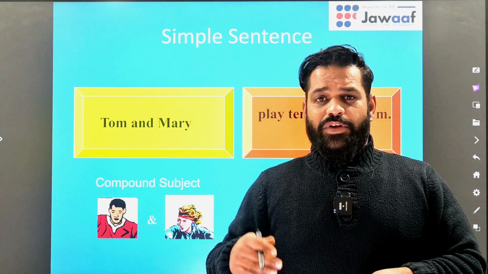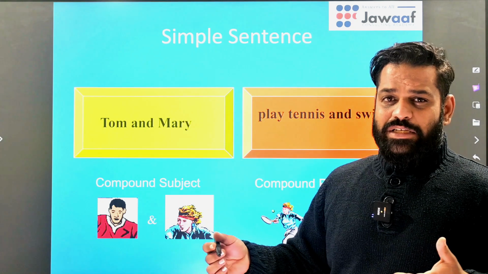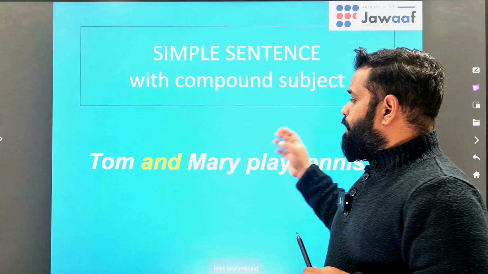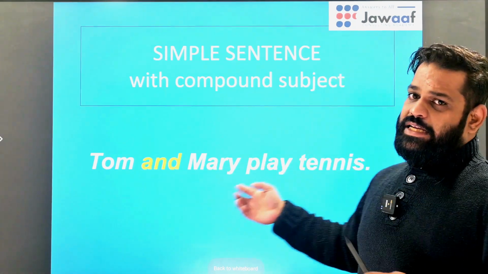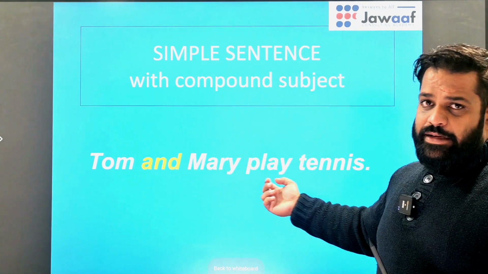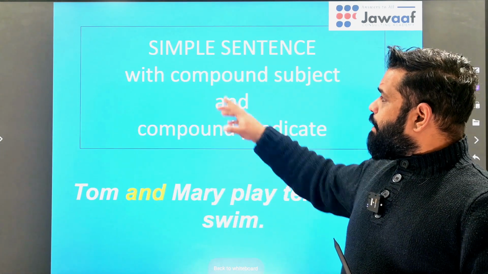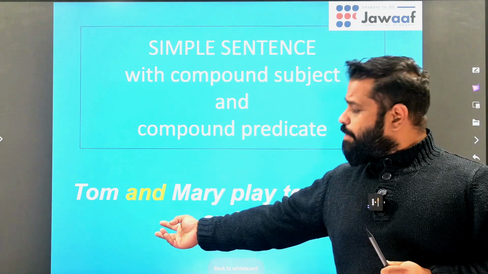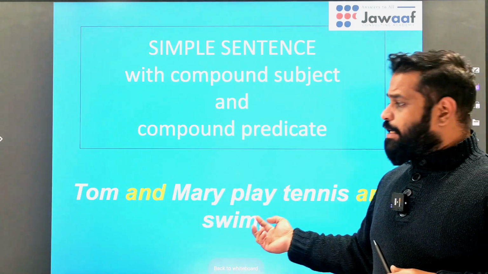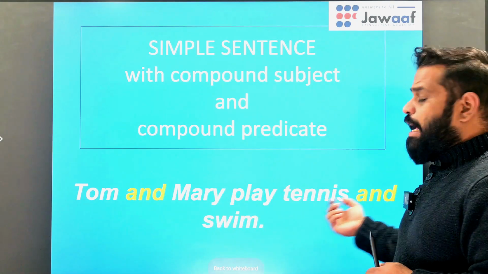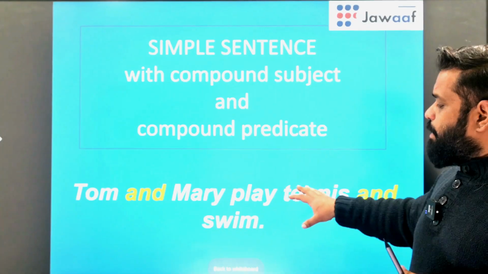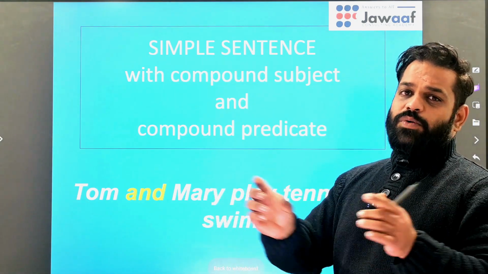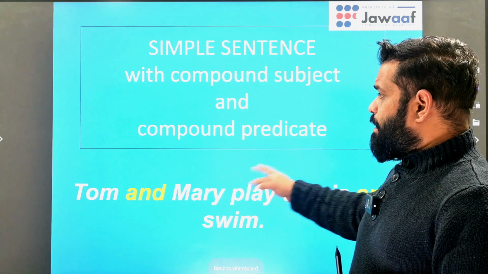So please don't get confused between a simple sentence and a compound sentence. Okay, guys? Now, simple sentence with a compound subject, Tom and Mary play tennis. In this case, there's two subjects doing one thing. That means they're playing tennis. And in this case, we have a simple sentence with a compound subject and a compound predicate, which means two subjects doing two things simultaneously. Tom and Mary play tennis and swim. So that means it's still a simple sentence because the ideas are not being separated. It's just two subjects being separated and two predicates being separated in this case.